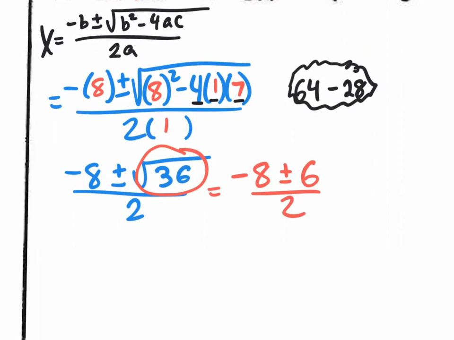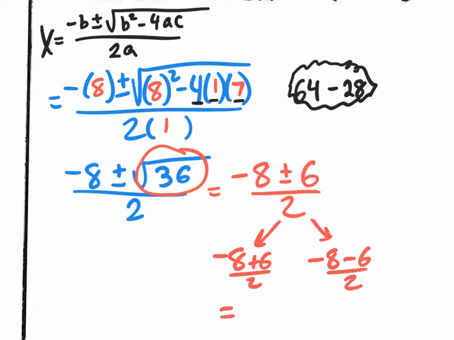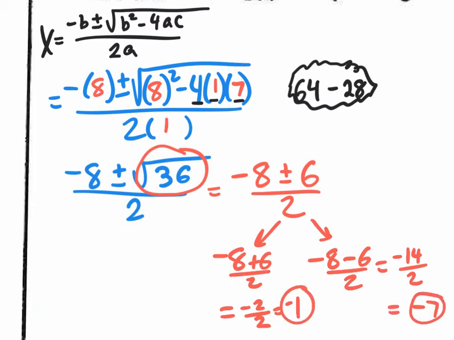And from there, you really have two answers. There's the plus situation and there's a minus situation. So negative 8 plus 6 divided by 2 and negative 8 minus 6 divided by 2. So this first one, negative 8 plus 6, that is negative 2, divided by 2. Negative 2 over 2 is negative 1. And the other one, negative 8 minus 6, that's negative 14 divided by 2, and that'll give you a negative 7. So the two answers are negative 1 and negative 7. Are you with me? Yep.